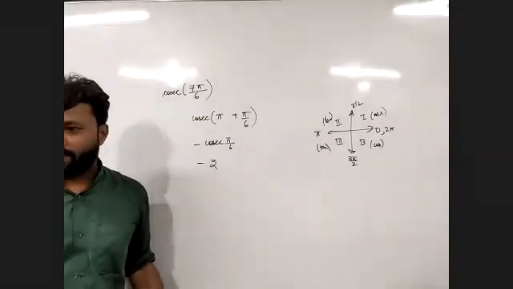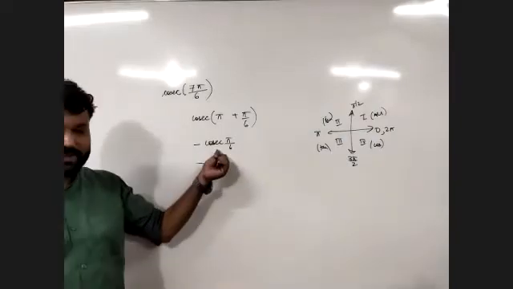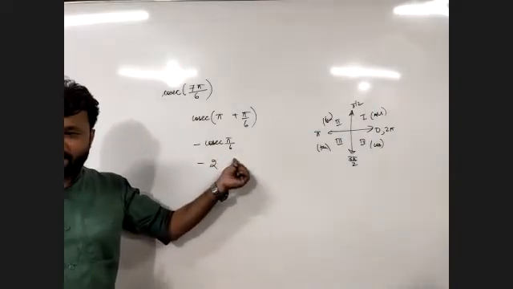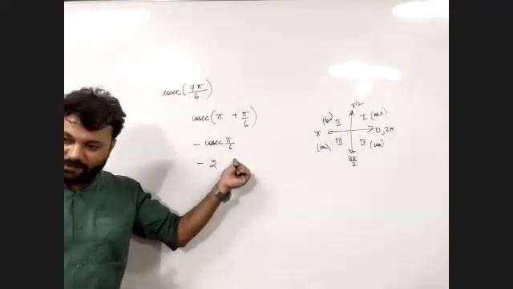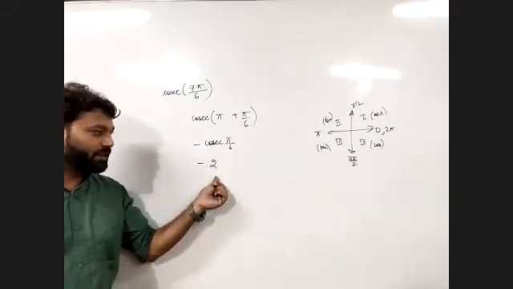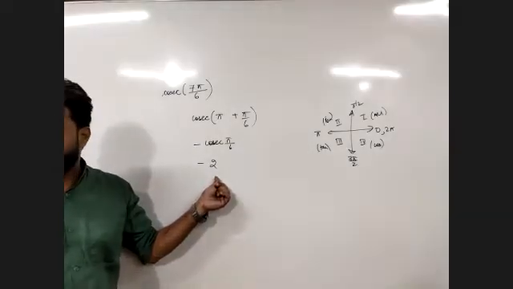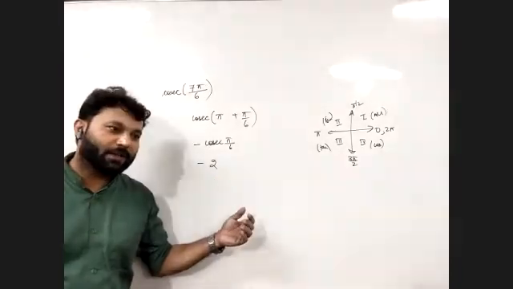Cosec 30 degrees: cosec is the reciprocal of sine. Sine 30 degrees is 1 upon 2. So cosec 30 will be equal to 2. Those trigonometrical table values you need to learn.